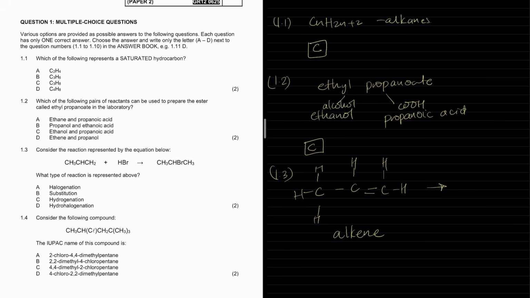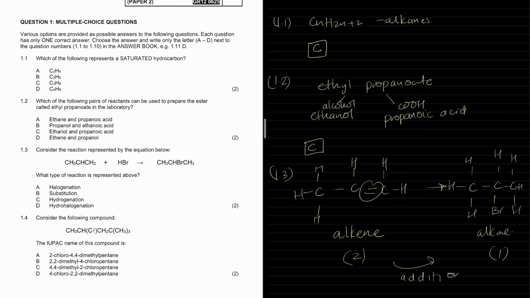Now let's take a look at this formula. So CH3, then there is a CH, then there is a Br, and then there is a CH3. So I'm going to an alkane. So when you go from an alkene to an alkane, you are going from a 2 to a 1, 2 meaning a double bond, and 1 meaning single bonds. So this must be an addition reaction.